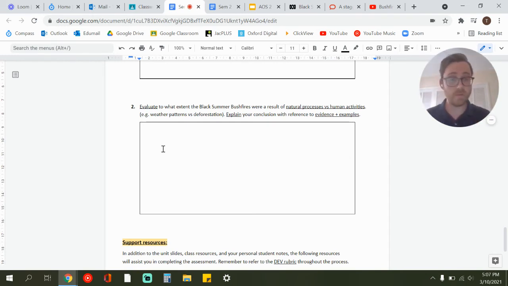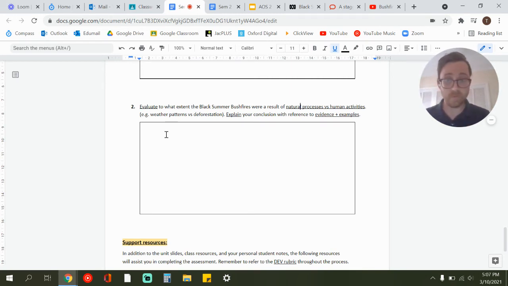Or, you're basically doing a bit of a math equation. To what extent was it human or natural causes of this bushfire? So 50%, do you think each of these were both equally responsible? Do you think humans are more to blame? Do you think it was mostly out of our control? It was all about the weather. We couldn't really do much about that. You just need to tell me your opinion.